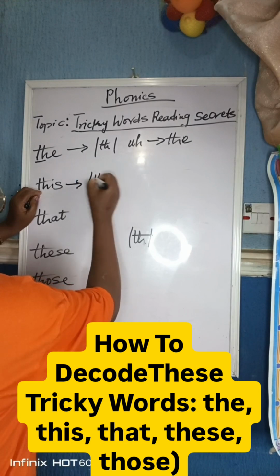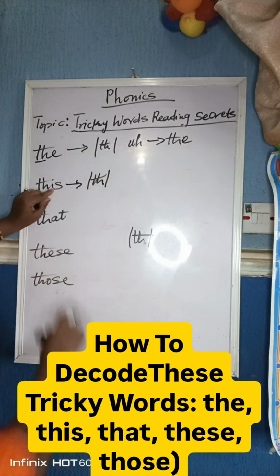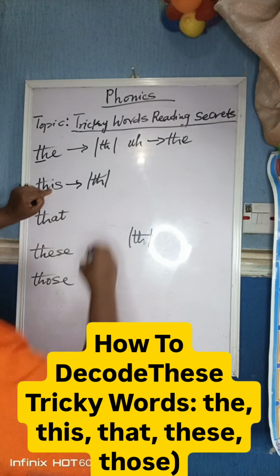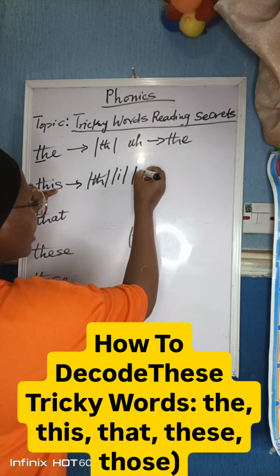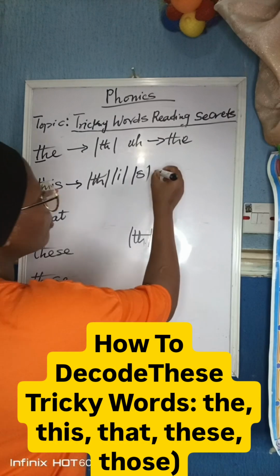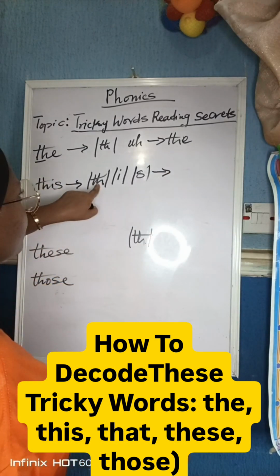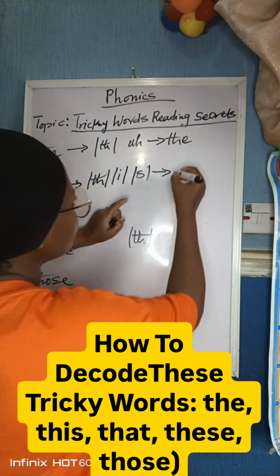Now the second word. We still have our digraph at the beginning. We know the sound of the letter I, it makes the sound /ɪ/. The letter S makes the sound /s/. When we put the three sounds together, we have "this".